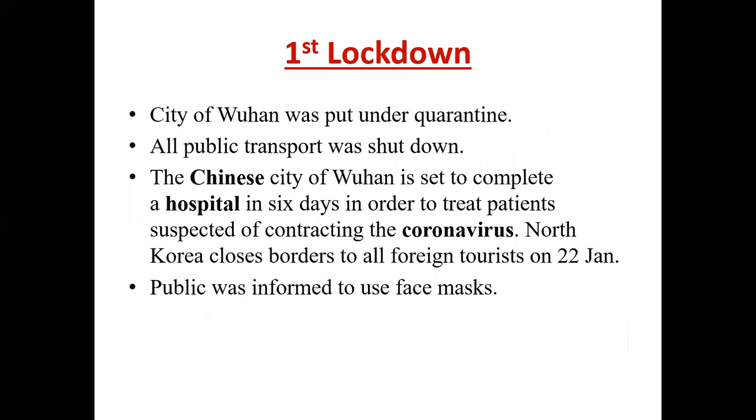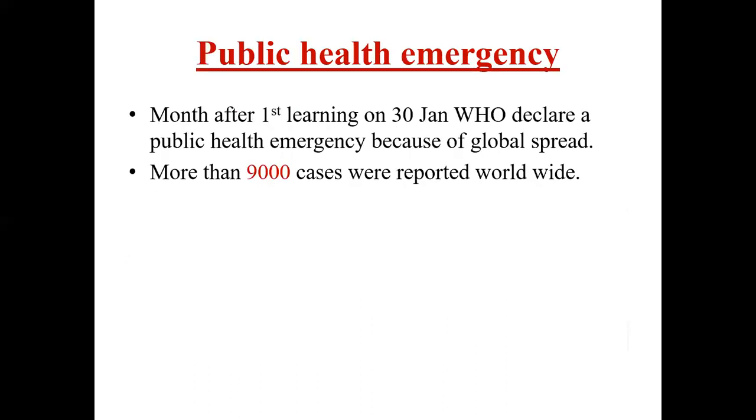First lockdown was imposed in Wuhan, the complete city was put under quarantine, public transport was shut down, and a brand new hospital for infected persons was built in only 6 days. Other than that, North Korea closed borders to all foreign tourists on 22 January, and the public was informed to use face masks. On 30 January, the World Health Organization declared a public health emergency because of its global spread, and at that time more than 9,000 cases were reported worldwide.